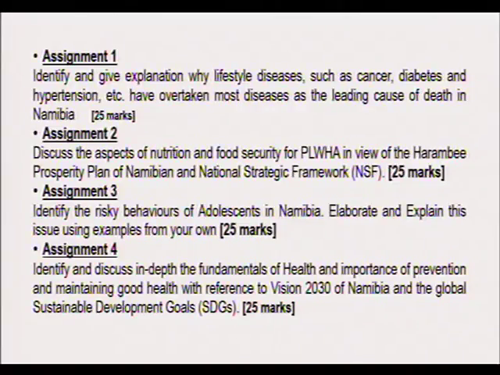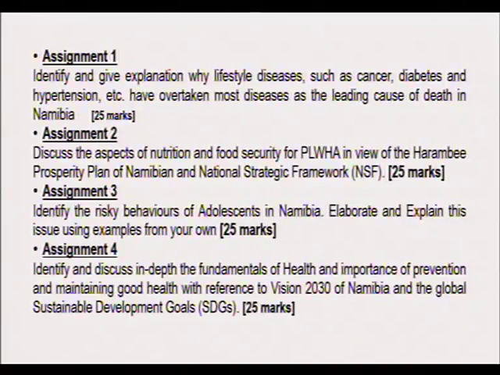The third assignment is you're going to discuss and look at the risky behavior of adolescents, or young people, or the youth in Namibia. What are these risky behaviors? How are they engaging in these risky behaviors? And why are these behaviors very risky, such that they can make young people vulnerable to HIV/AIDS?